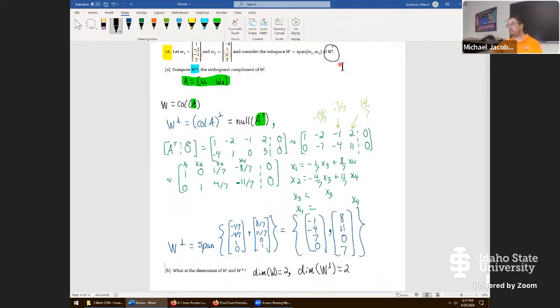So it's as if we took R4 and split it into planes of 2 dimensions. One plane would look like this, except I can't plot it, it's in R4. And the other plane goes like this. They are completely orthogonal to each other.